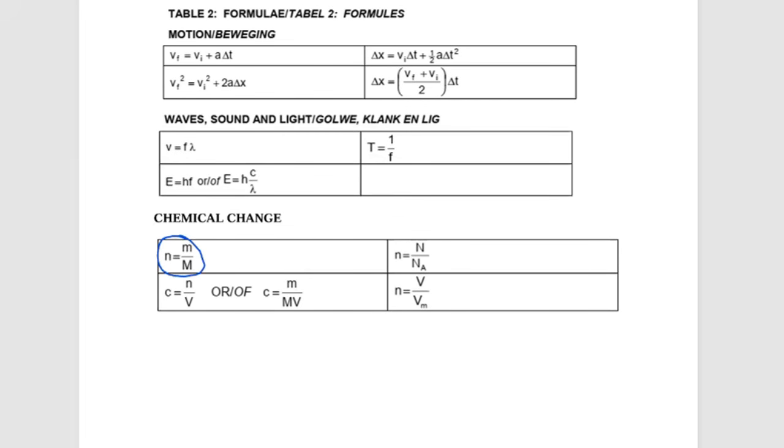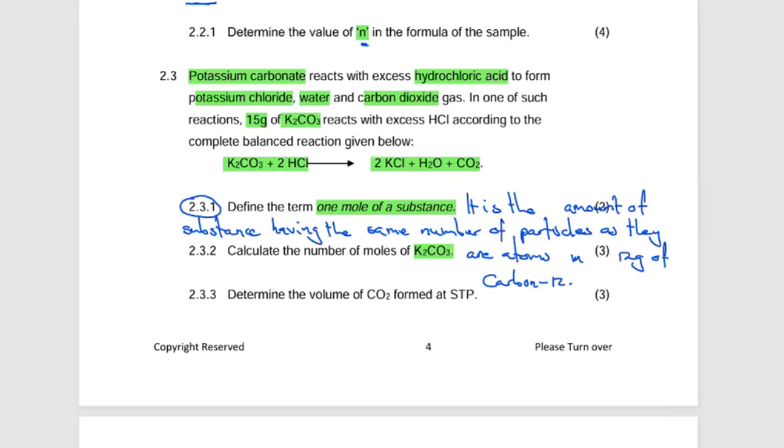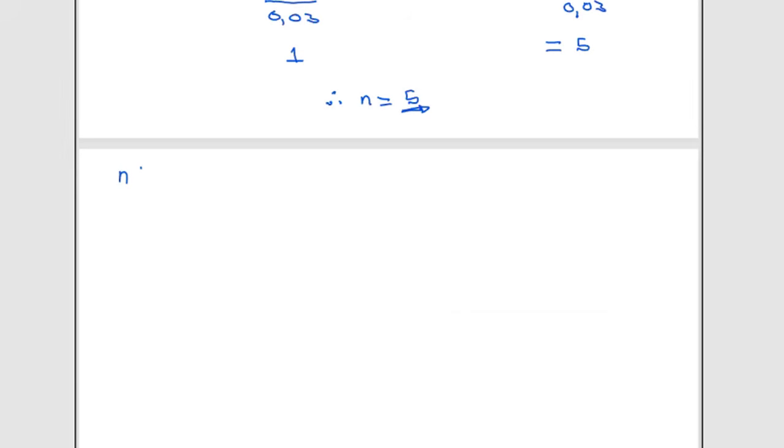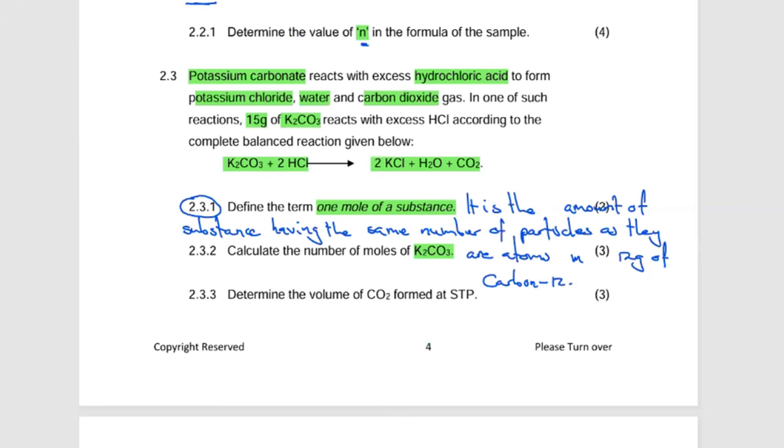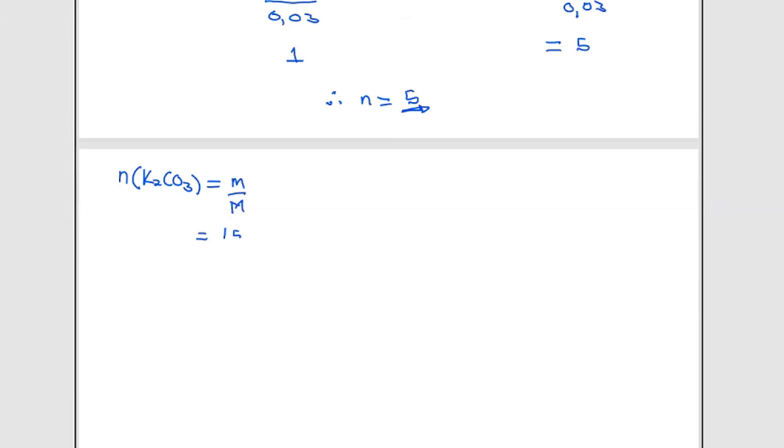Therefore, I'm going to say my number of moles of K2CO3 is equivalent to the mass over the molar mass, right? The mass that is given here is 15 grams of K2CO3. Therefore, I'm going to say 15, so it's going to be 15 over the molar mass, right?